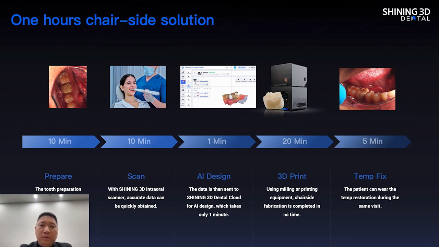I think it will take around 20 minutes for the printer to print it and cure it. After that, I think the crown is ready, so the dentist can cement it on the patient's tooth. In this way, I think the patient benefited from it a lot, because he only needs to visit the clinic one time and get his restoration. And for the dentist, this way also improved his efficiency. He can treat more patients.